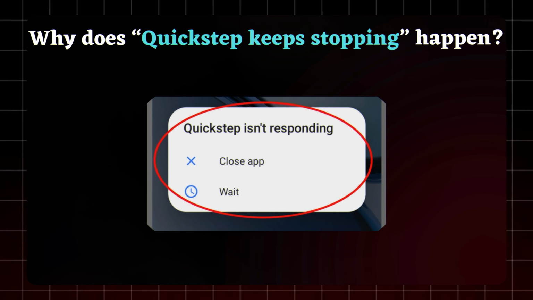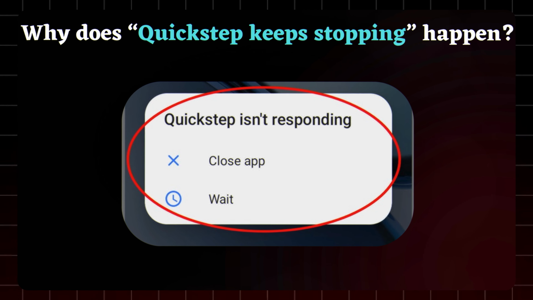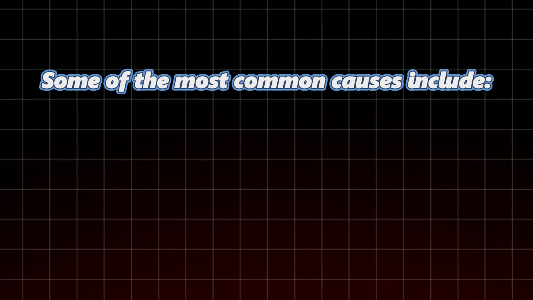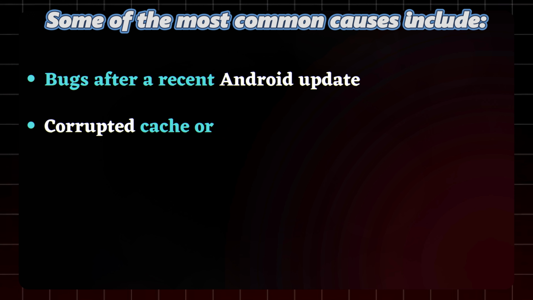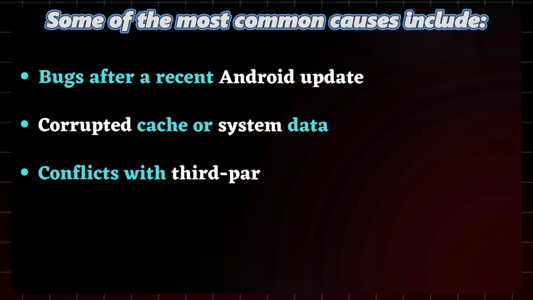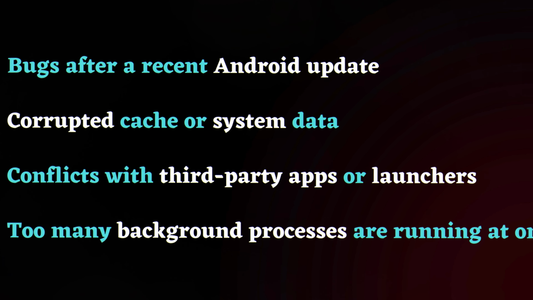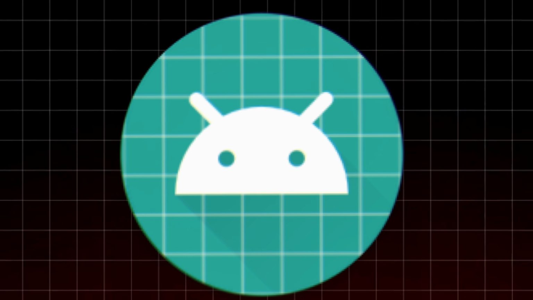Why does the Quickstep keeps stopping error happen? This error usually appears when there is a problem with your phone's system interface rather than a single app issue. Some of the most common causes include bugs after a recent Android update, corrupted cache or system data, conflicts with third-party apps or launchers, and too many background processes running at once. So this is not a virus or anything harmful. It is simply a system-level glitch.